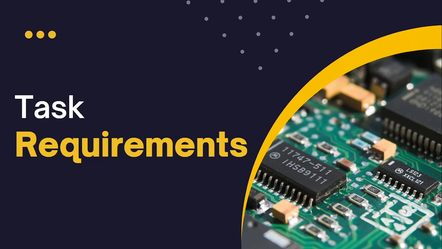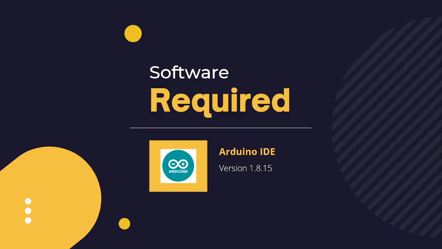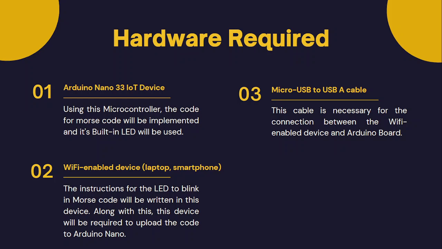The requirements are divided into two parts, software requirements and hardware requirements. First, the software requirement: there is only one, that is Arduino IDE. Any version is suitable. Moving on to the hardware requirements, we require only three things. The first is the Arduino Nano board. The second is any Wi-Fi enabled device on which we can write our code, and using this device we will be uploading the code to Arduino. And the third and last thing we require is a micro USB to USB A cable.